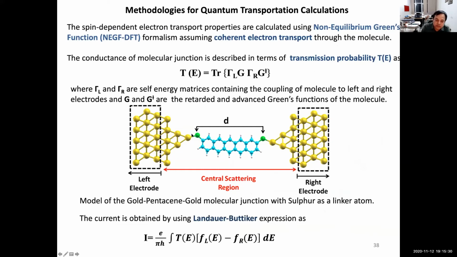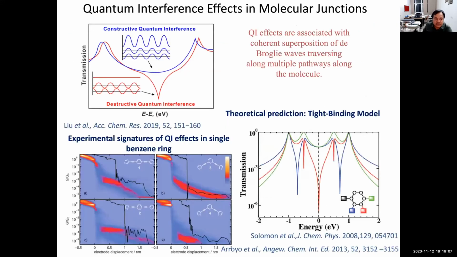There are several reports in the literature for molecular electronics where, if you have this meta connection and put any conjugated organic radical, you will see destructive quantum interference in the meta connection. But in the para connection, you will see constructive interference.